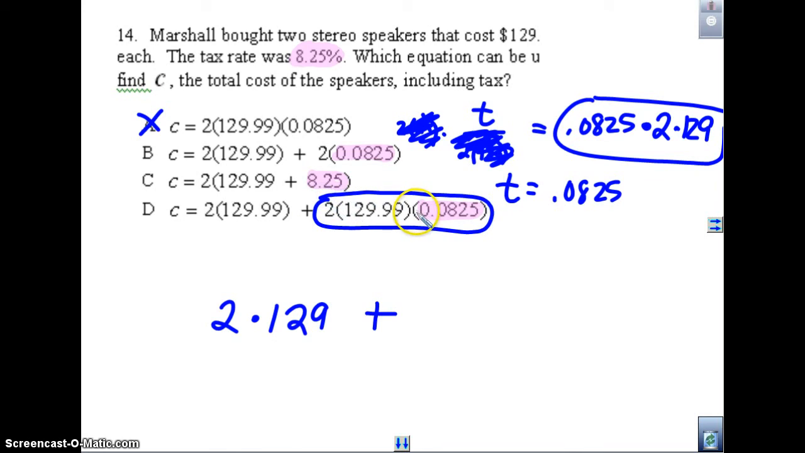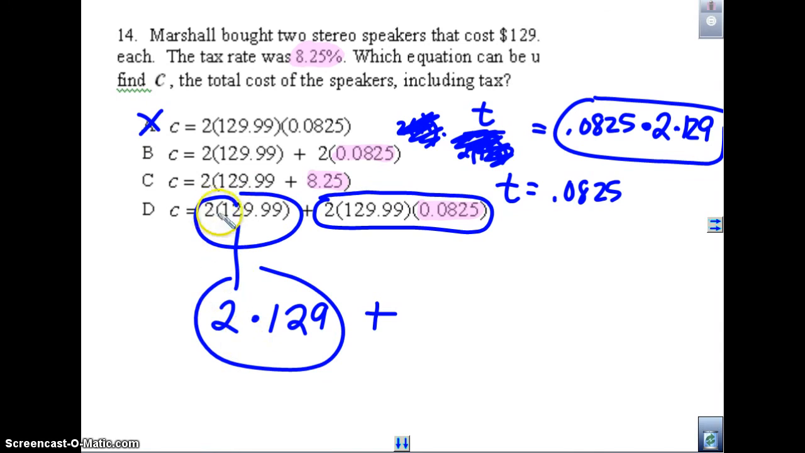So our answer has to be what? Yep, this piece right here is this right here. Here is the total cost of the 2 speakers. Here's the cost of the 2 speakers multiplied by your tax rate. It's got to be D.